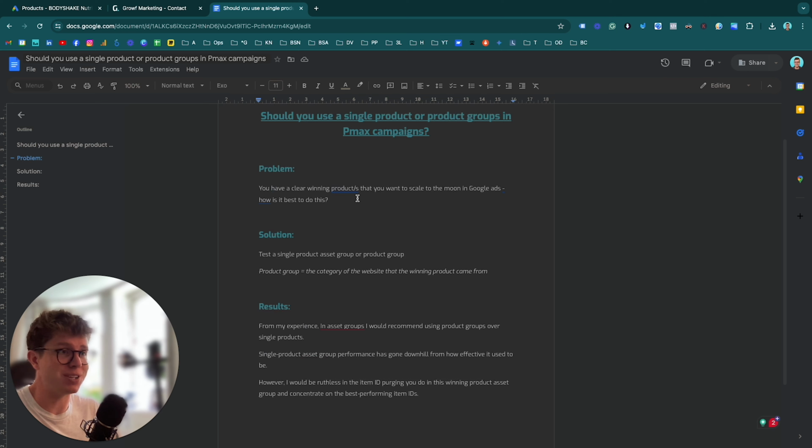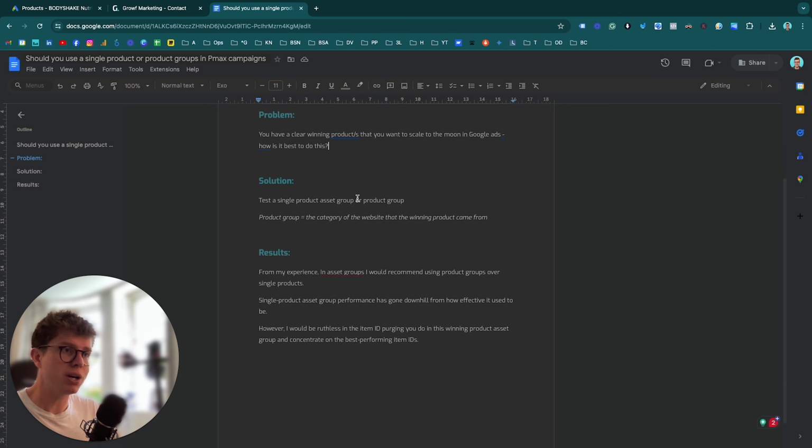That's a great situation to be in, so well done if you're there. But how do we best approach it now we have this winning product? The solution is to test a single product asset group against a product group. What you want to do is not rule it out just because I've said this. You need to test it. As a marketer, you need to be running tests all the time. You need to form a hypothesis and then prove it right or wrong. Don't go off opinions of other people or yourself. Let the data decide it for you.